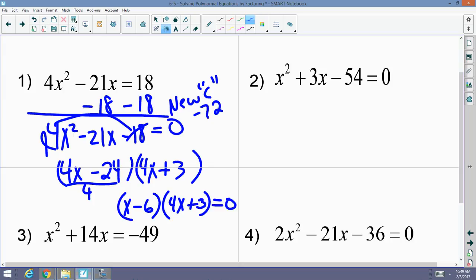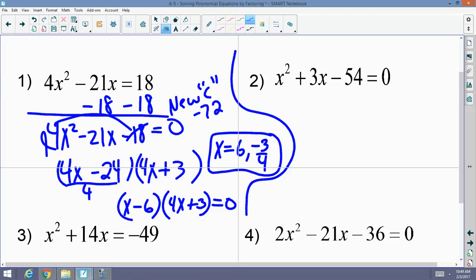I've got to set this using the zero product property to 0. So what does x equal here? X equals 6 and negative 3/4. Beautiful. Very good. Okay, how about this next one?